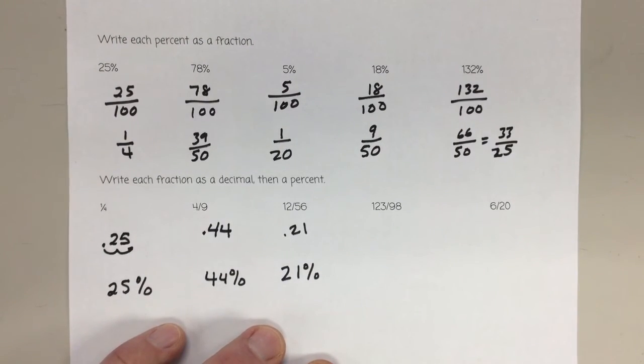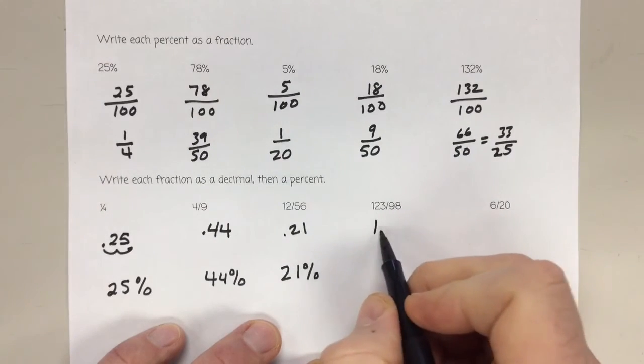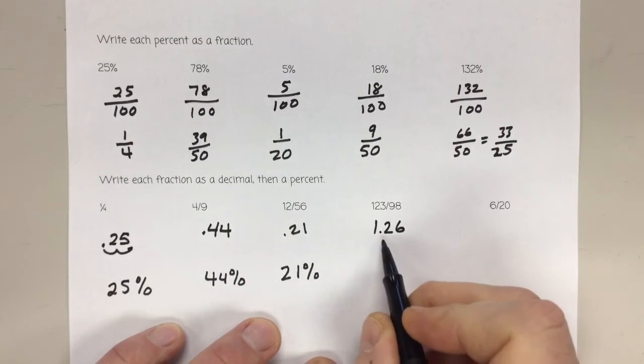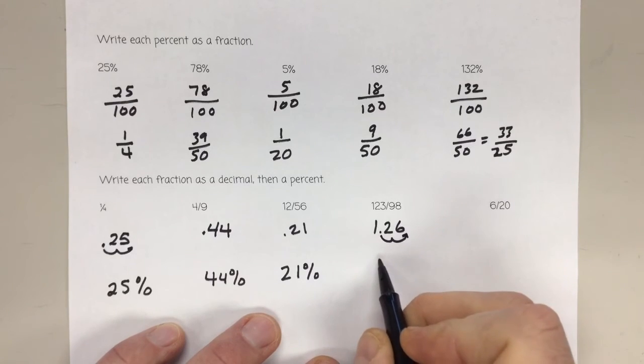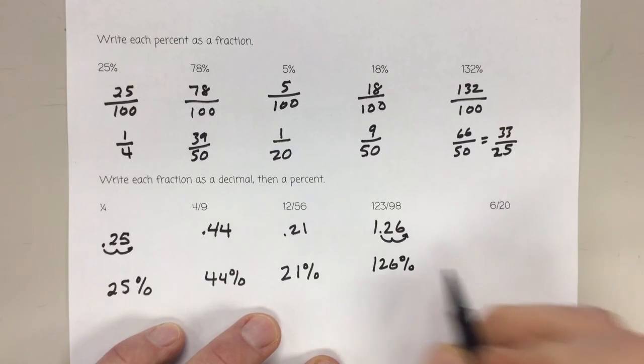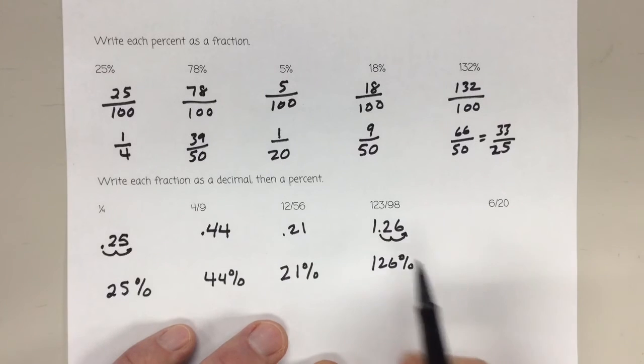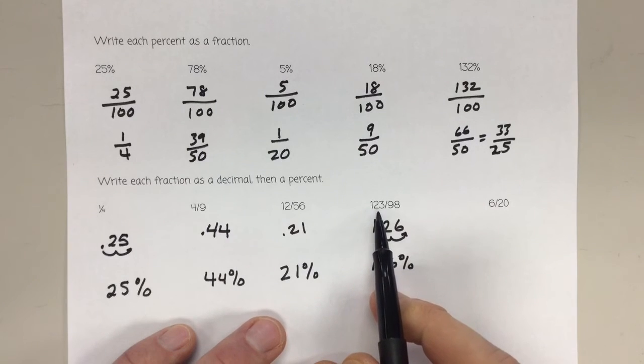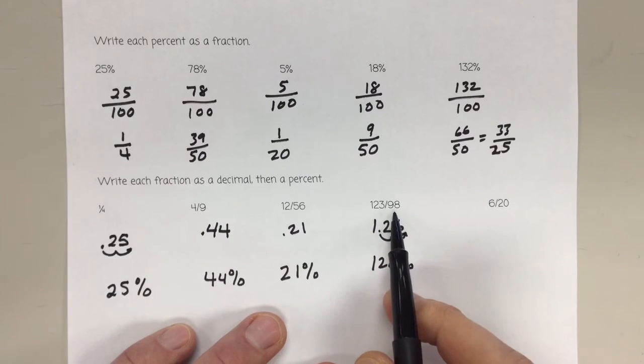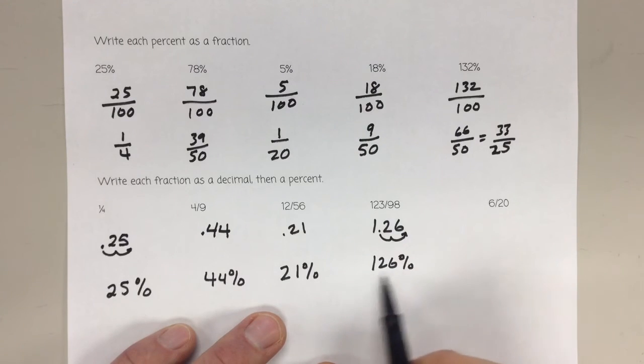123 divided by 98 is 1.26 as a decimal. And when I move the decimal 2 places to the right, it's 126%. Anytime the top of the fraction, the numerator, is bigger than the bottom of the fraction, the denominator, we're going to get over 100%.